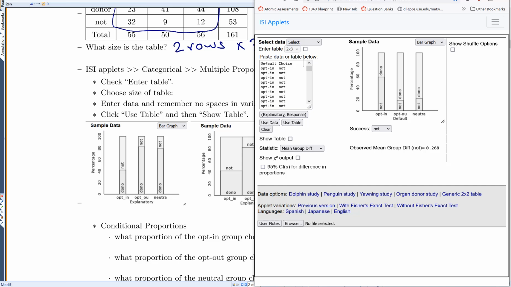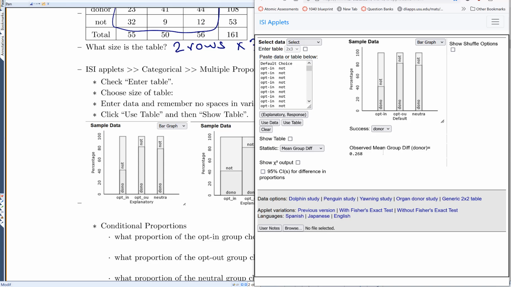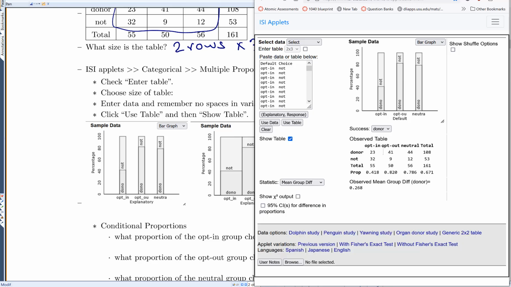You'll notice when I did it like this, it said my success is not a donor. We probably want to switch that to say our success is a donor, and I'll just put donor first. It just looks a little bit better to us. We'll click show table, and this is now our observed table. It looks very similar to what we did back in chapter 2 or chapter 6 with 2 proportions. This whole applet should look fairly familiar.